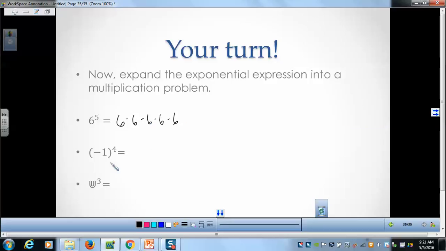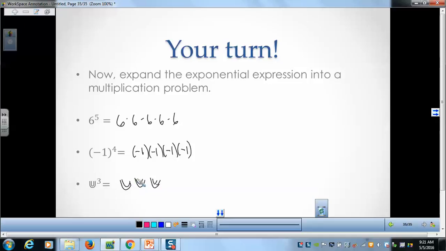So there we go. When I move to this one, what am I multiplying? I'm multiplying negative 1. How many times am I multiplying negative 1? 4 times. Just like that. And then I've got this kind of funky u. That's what I'm multiplying here, and I'm multiplying 3 of those. So I've got 3 of those funky u's.